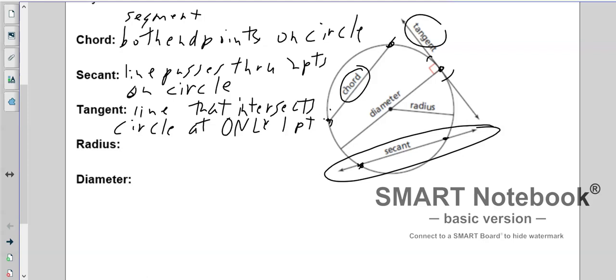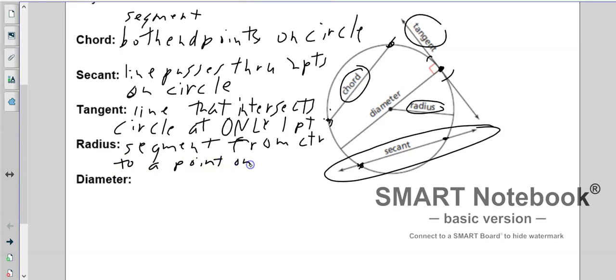The radius, you've known this one for years. A radius is a segment from the center, I want to abbreviate that, the center, to a point on the circle. So radius and diameter are the two words you've known for years. Radius is the halfway and diameter is the full, going through the center. But we have three new ones.